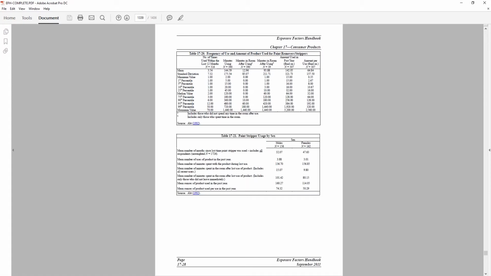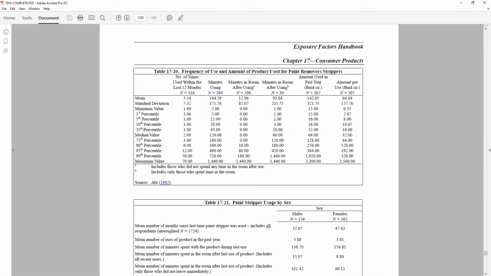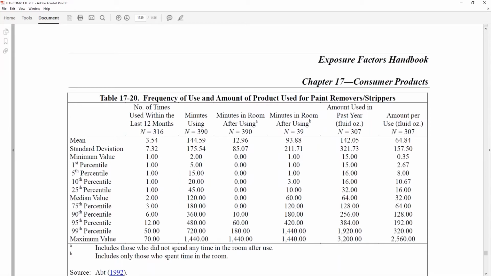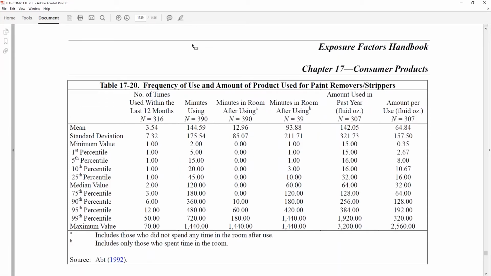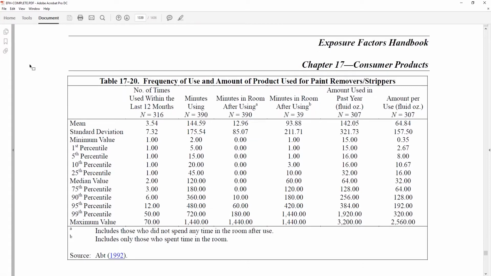So we're going to go to the page for the paint removers, paint strippers. For example, here it's collected, where before we had it in several tables. This one collects the information. What is the amount per use? So what's the likely use of this product? So 65 for 64.84 fluid ounces. And again, going back to some of the questions, it actually provides you with the whole distribution. So later on, when we see some of the tools, you could use either a distribution for this, or you could use the 90th percentile, the 95th percentile.